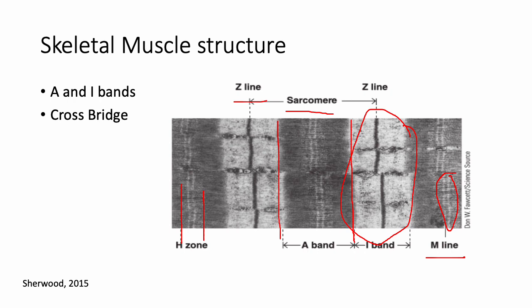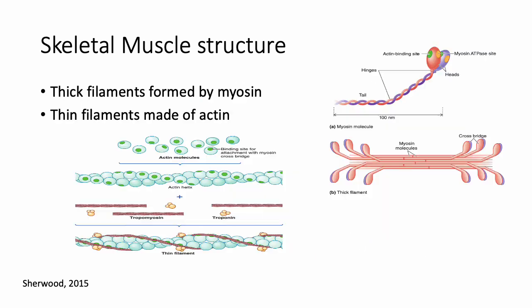The last important thing for this slide is our cross bridges that extend from each thick filament toward the surrounding thin filaments in the areas where thick filaments overlap. Now, let's take a look at our thick and thin filaments. Thick filaments are formed from myosin molecules packed together in a certain arrangement.